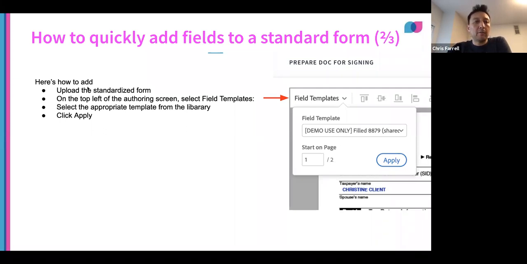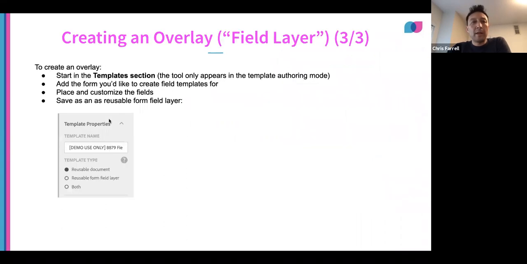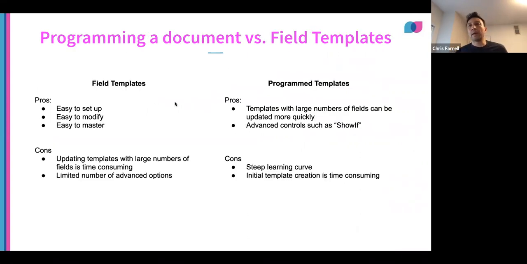But here's how to upload a standardized form, select field templates, select the appropriate template from the library, click apply. It's literally that simple. And then I showed you how to create an overlay, which is always: start in the template section, add the form, place the fields, and save as a reusable form field layer. So pretty simple. So programming, I started to show you how a basic program works, where we put the text tags in the signature field.